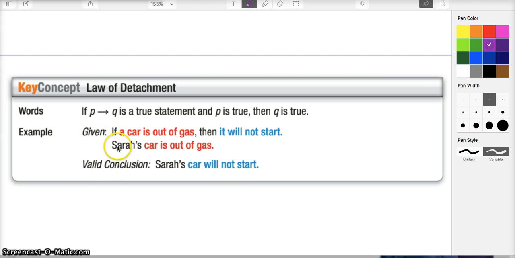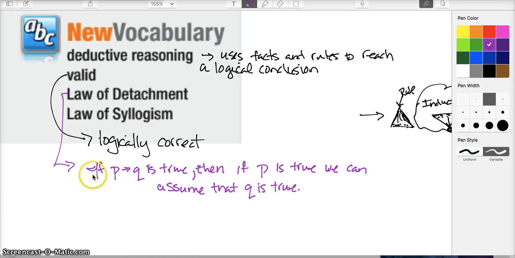So here's a nice example. If a car is out of gas, then it will not start. Sarah's car is out of gas. Guess what our valid conclusion is? That Sarah's car will not start. So you see that the law of detachment really just works with the hypothesis and the conclusion of a true statement. If the hypothesis implies the conclusion, and the hypothesis is true, then the conclusion is true. So once again, our law of detachment says that if P implies Q is true, and P is true, we can assume that Q is true.